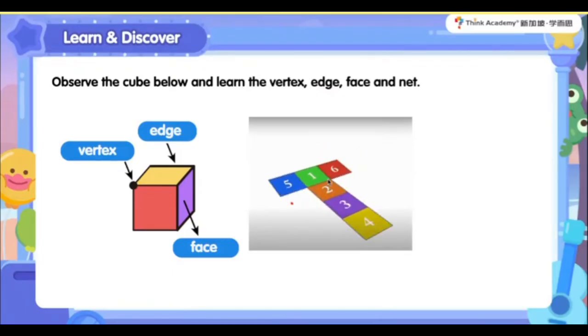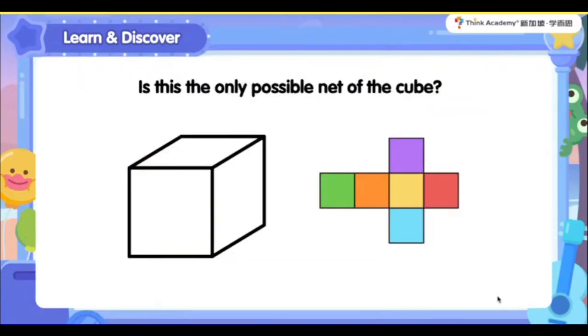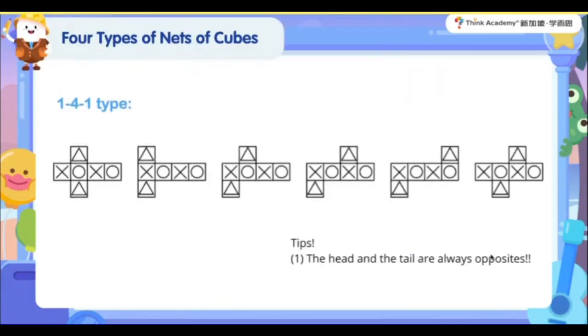So everyone, you will notice that there must be 6 small squares on the net, right? This will help us a lot. Okay, but someone may ask, oh, Teacher Jane, is this the only possible net of the cube? Actually, no. Let's take a look. Actually, we can see there are 4 types of nets of cubes. The first one is called the 1-4-1 type.